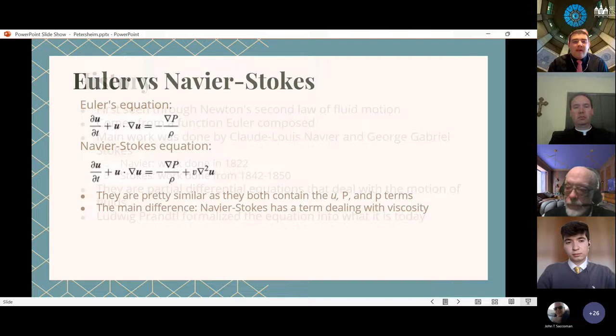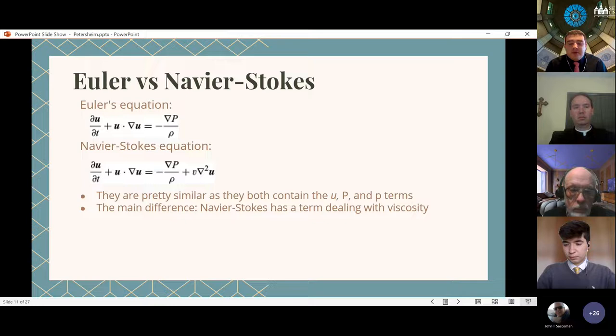So here we have Euler's version of it and then the Navier-Stokes equation we know today. As you can see, there's a lot of similarities between the two. First, you see there's the u term, which is the fluid velocity vector. There's also the fluid pressure, which is the big P variable. There's the little p variable, which is the fluid density, and the delta, which is the gradient differential operator. The one main difference between the two is that the Navier-Stokes equation involves viscosity and Euler's doesn't. And the viscosity, specifically its kinematic viscosity, is the v term.